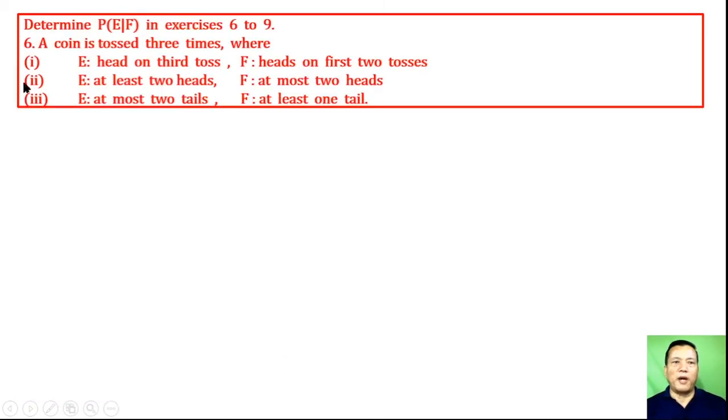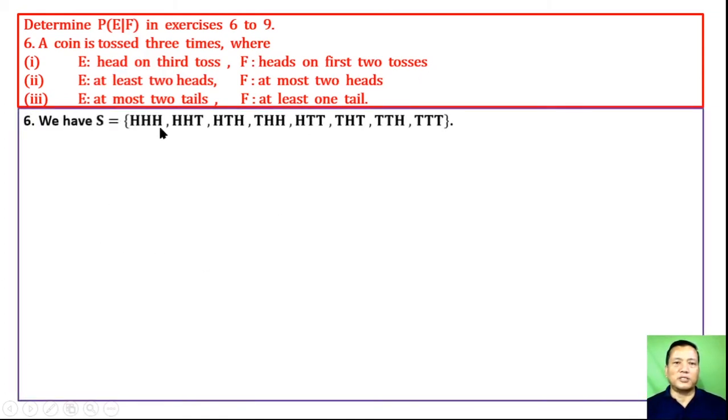Question number, determine P of E given F in exercise 6 to 9. 6. A coin is tossed 3 times, where E denotes head on third toss and F heads on first 2 tosses. Here S consists of these 8 outcomes. Roman number 1, E is head on third toss.